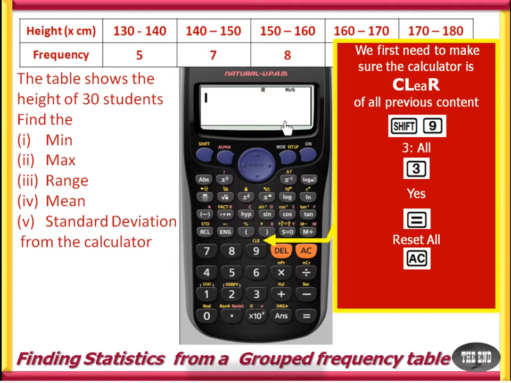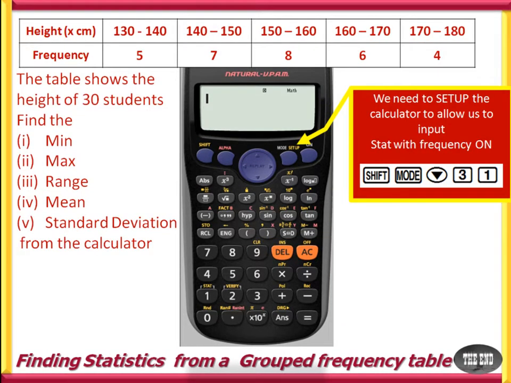And then this should come up on the screen. Just a blank screen, so we know we've cleared everything off. So it's Shift and then 9, then 3, equals and AC, and we should get a blank screen. Okay, so once everything's cleared off, we're going to start working through the question.